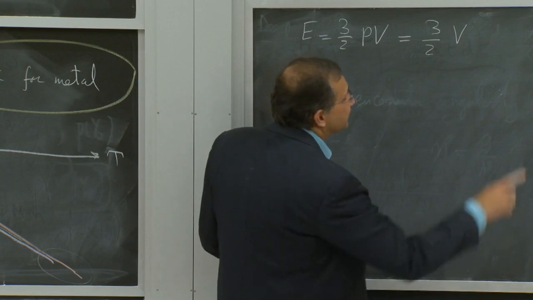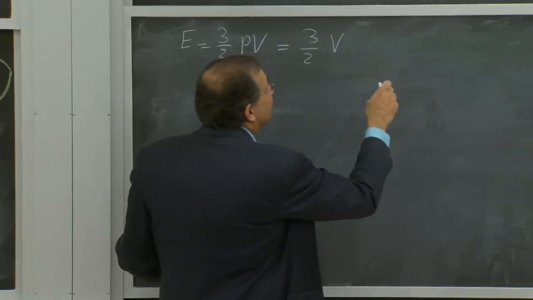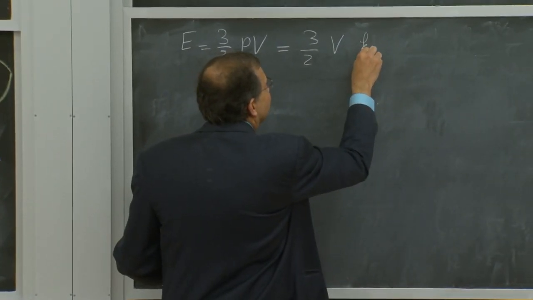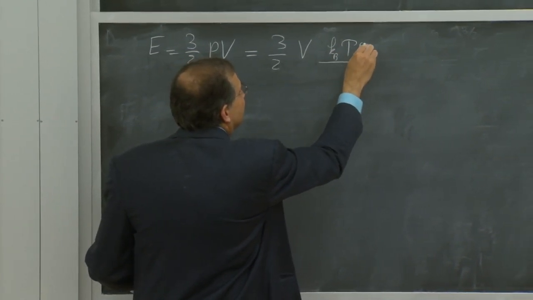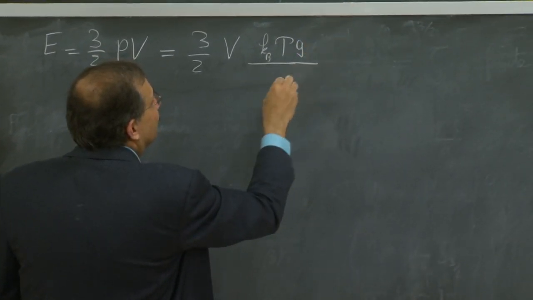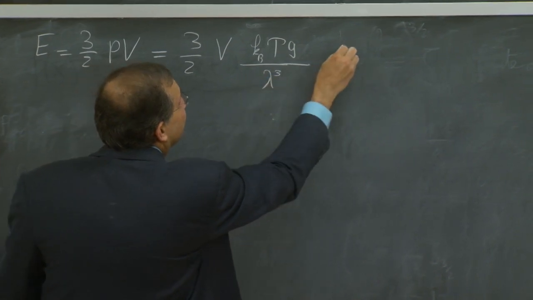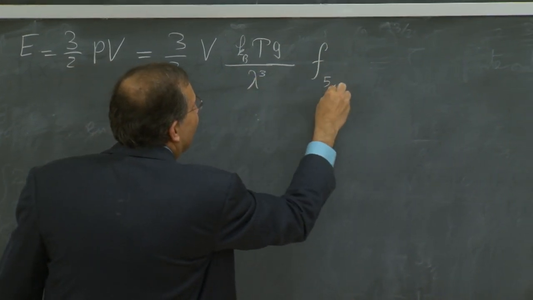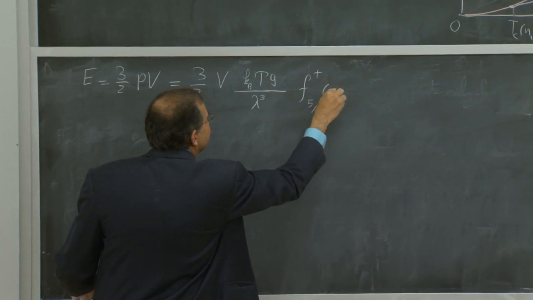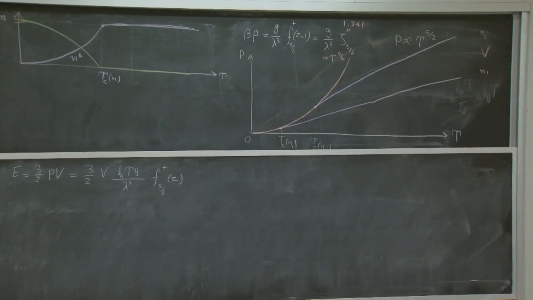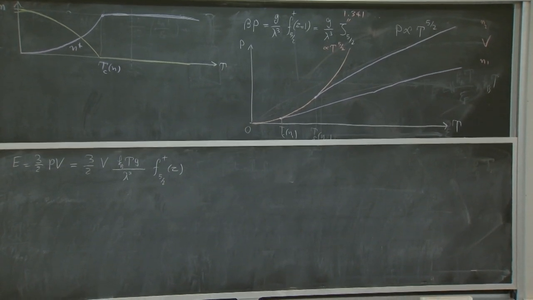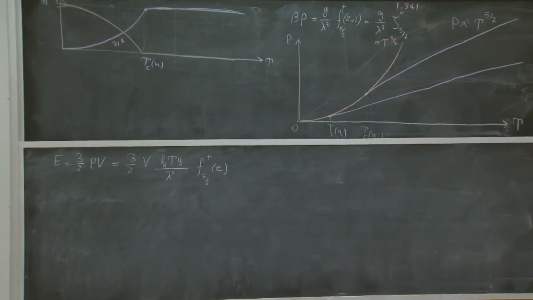Pressure is kT g over lambda cubed f 5/2 plus of z. And this formula is valid both at high temperatures and at low temperatures.